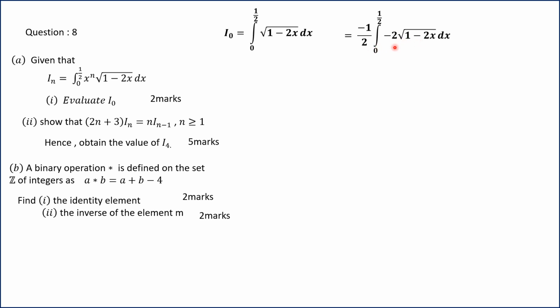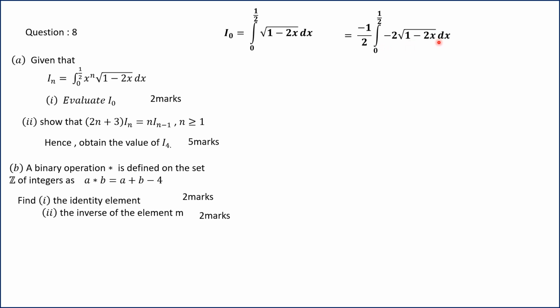The main reason why I'm doing this is because this integral is now standard, since the derivative of the inside of this radical function, 1 minus 2x raised to the power 1 over 2, is what we have outside. So we are going to apply the direct derivative rule to integrate the integral from 0 to half of negative 2 times the square root of 1 minus 2x dx. I guess you know about it.